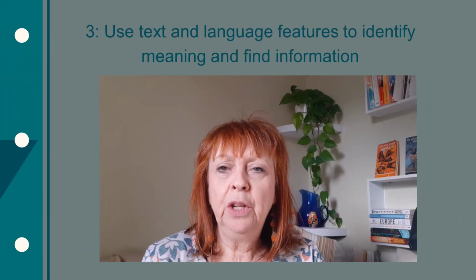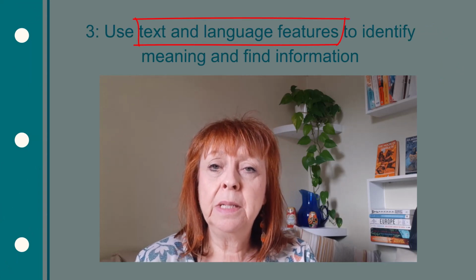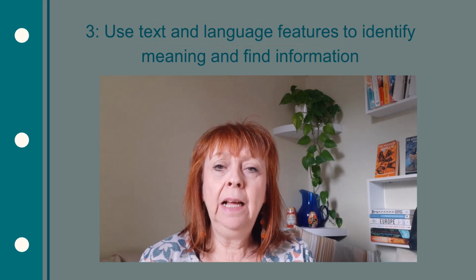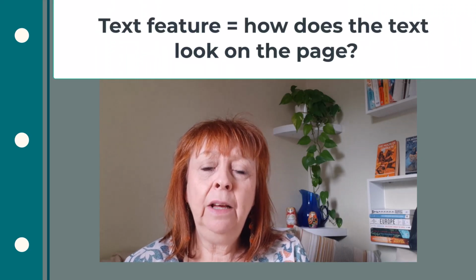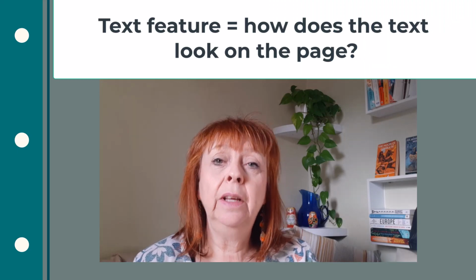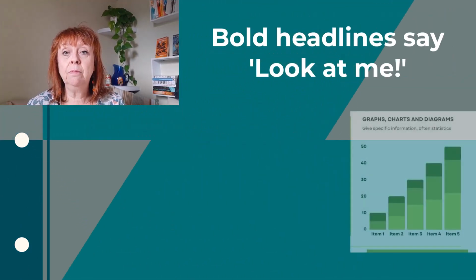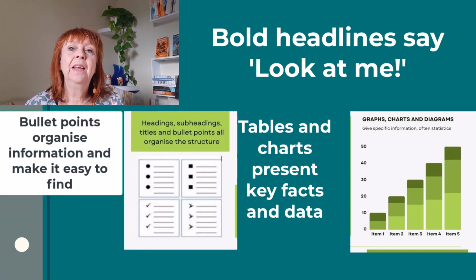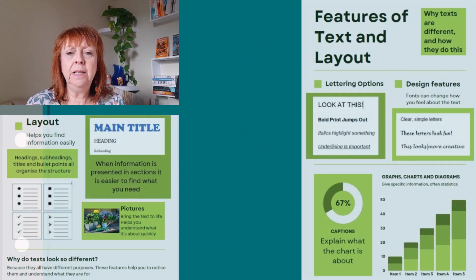Tip number 3, learn about how text layout can make a difference to its meaning and purpose. A text feature means how does the text look on the page, and this is all about how layout influences your understanding of what you are reading. Typical features can be things like headlines, tables, bullet points. All of these help to identify key meanings and shape the overall look of a page. So here's an additional page with some suggestions about text features.